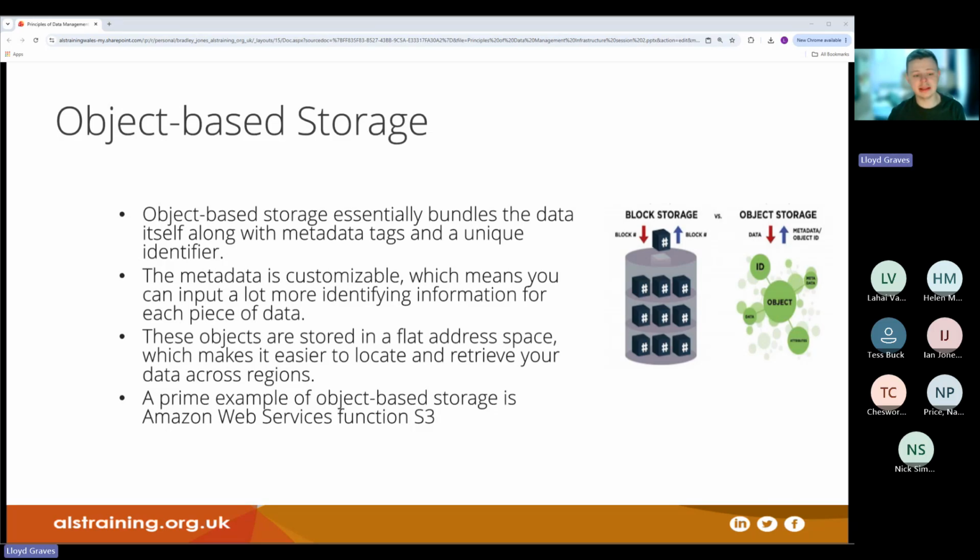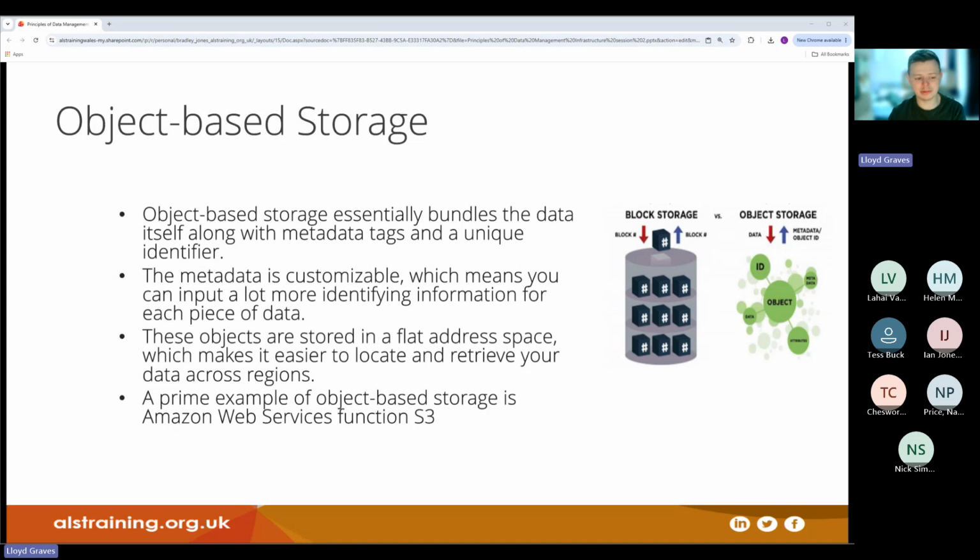Sorry, like I was saying there, when we talk about a flat address space, the data is not tiered or structured. So whatever you need to access, you're not diving through different folders and things like that. And a prime example of this, the reason I've got this example on here, is because we used to teach this as part of the apprenticeship. The criteria has changed now.